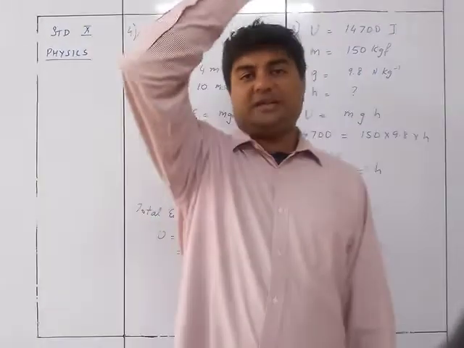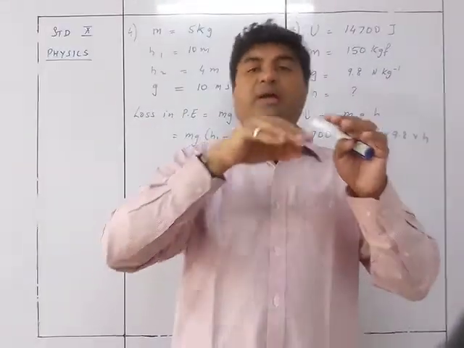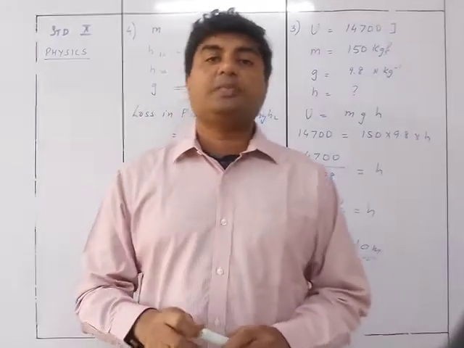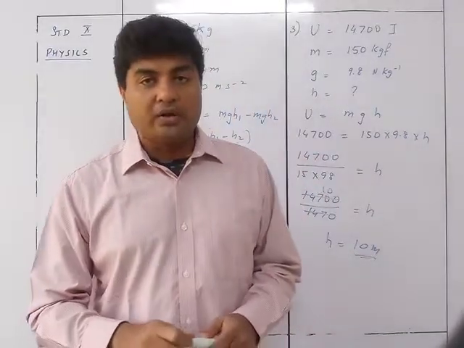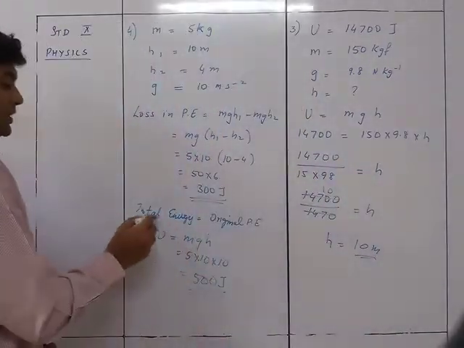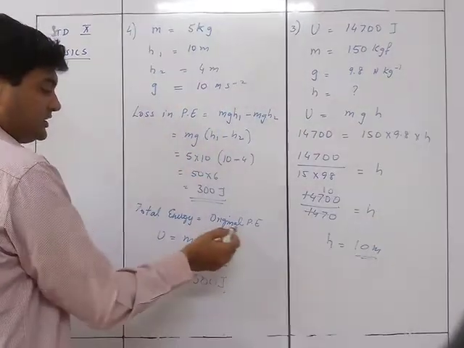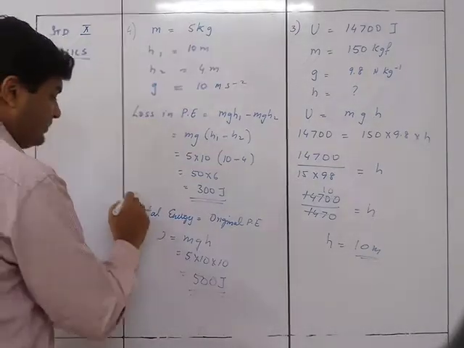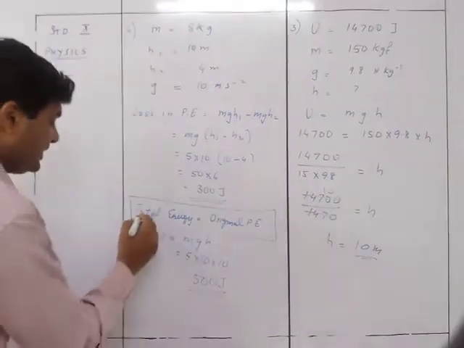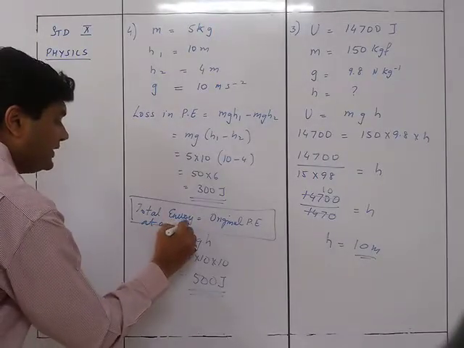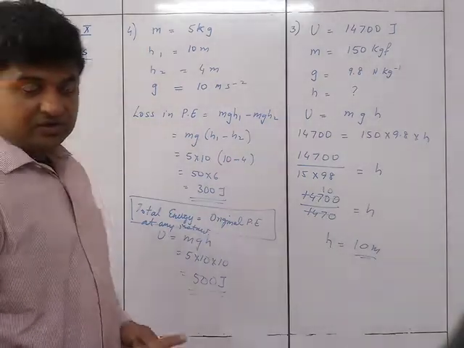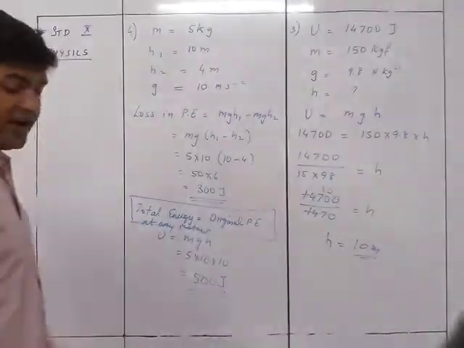So when this was falling from 10 meters down, in the middle or at the last, or even if it is at that time also, the total energy possessed by that particular body will be the original potential energy. This is very, very important to be understood, that the total energy at any instant is equal to the original potential energy. So that gives us 500 joules.